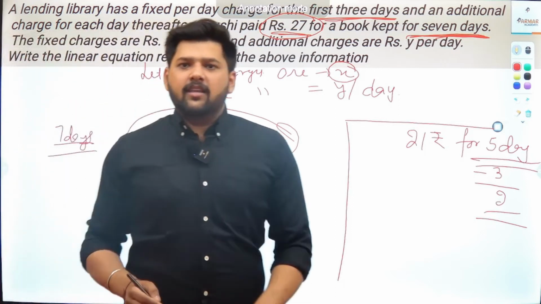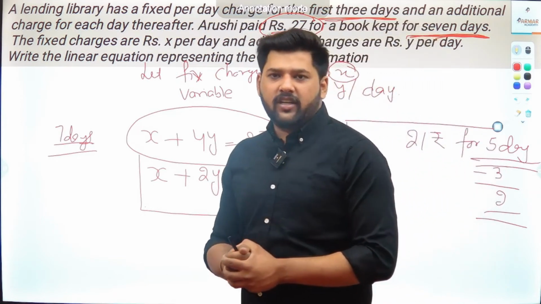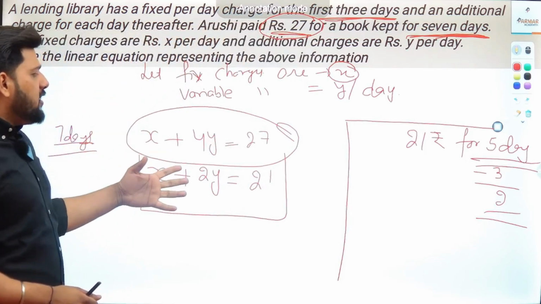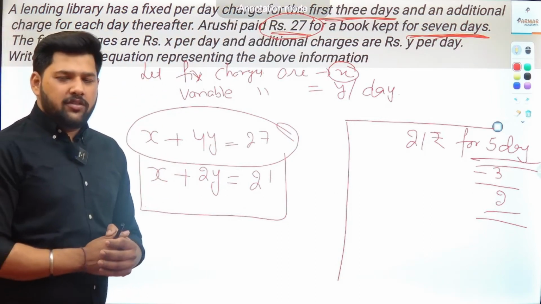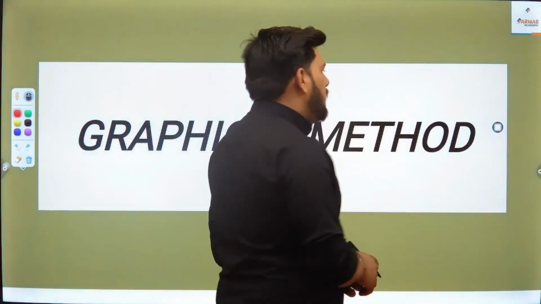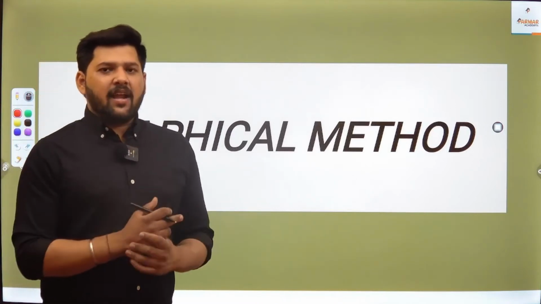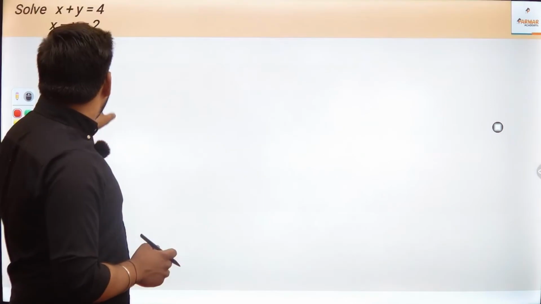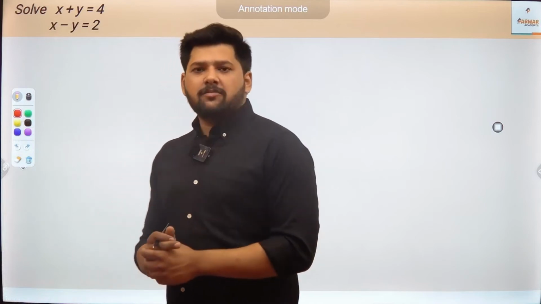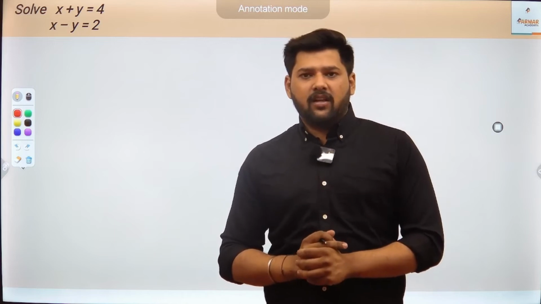So this question is mainly here for how to convert such situations into a pair of linear equations in 2 variables. Now you have the 2 situations and 2 equations. You will easily solve these equations using the substitution method. The next one is the graphical method. Now we have to solve the pair of linear equations in 2 variables using the second method, that is the graphical method. The first question is: solve x plus y is equal to 4 and x minus y is equal to 2. It means we have to solve this pair of linear equations using the graphical method.